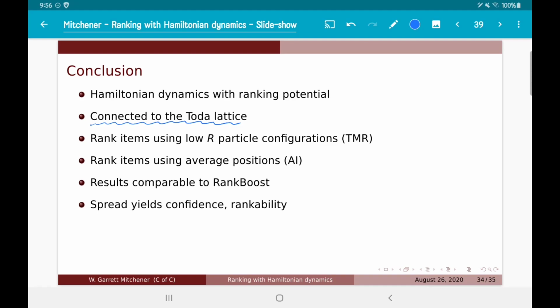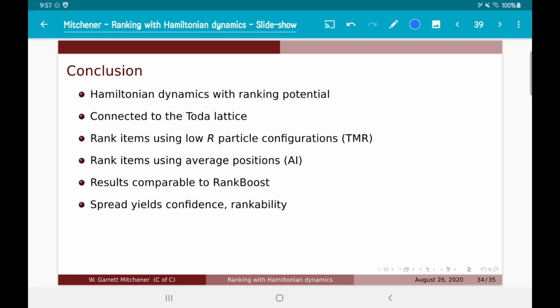Unfortunately, since it has this property that the order of particles doesn't really matter, the ranking information is effectively thrown away. So I'm not really sure what to do with that next. At the moment, it's just sort of a mathematical curiosity, but I got to learn something about integrable systems and the Toda lattice, so I consider it a good use of my time.